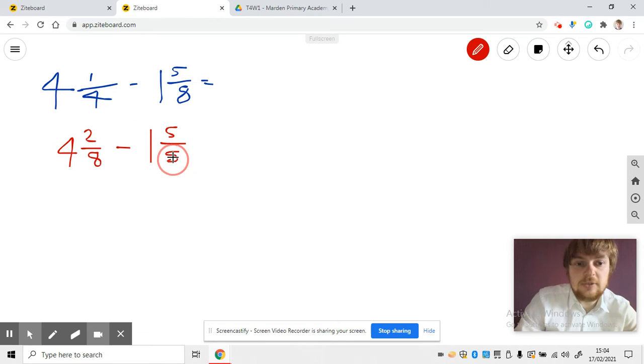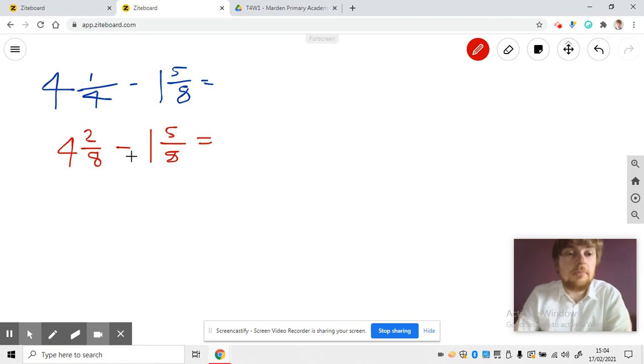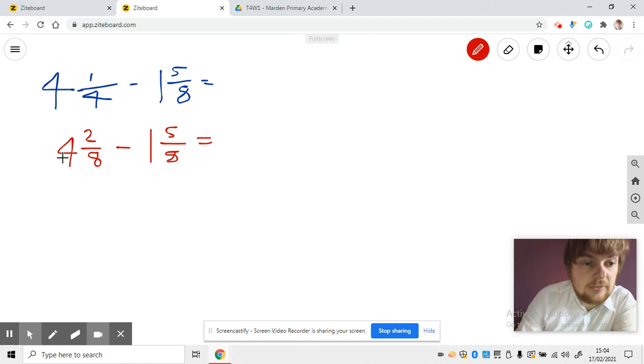Now you can see the difficulty arises that we have 2/8 subtract 5/8, but that is why we go with our whole number first. So we're going to subtract 1 away from 4. So 4 take away 1, which gives us 3. So we have 3 and 2/8 subtract 5/8.